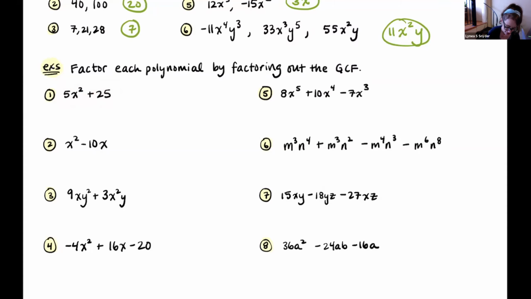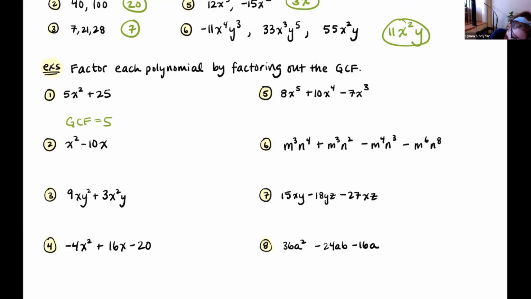You look at the numbers first. So we've got 5 and we've got 25. The largest number that goes into both of those is going to be, let me write this down here, 5. And then you look at the powers of x. Here we've got x squared. Here we don't have any x, so there's no x in common here. So the greatest common factor is just 5.